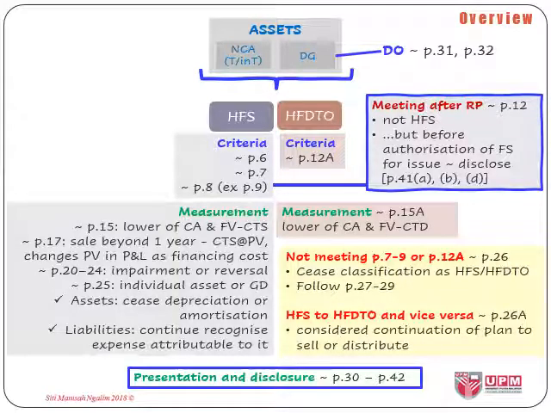Paragraph 30 to 42 gives some guideline on presentation and disclosure required for assets or disposal group held for sale or held for distribution to owner, as well as discontinued operations.